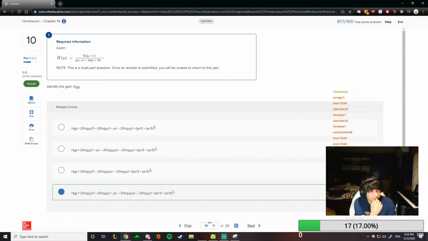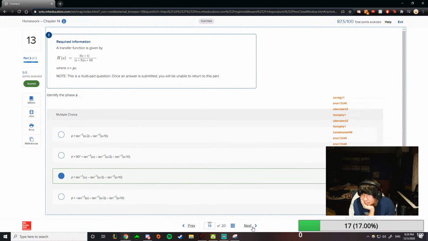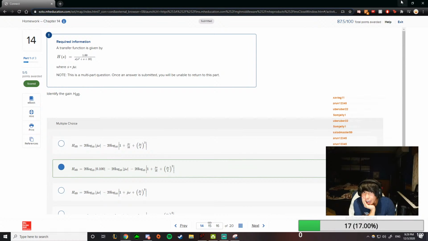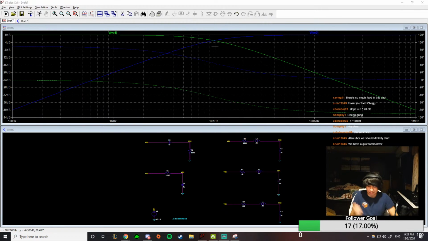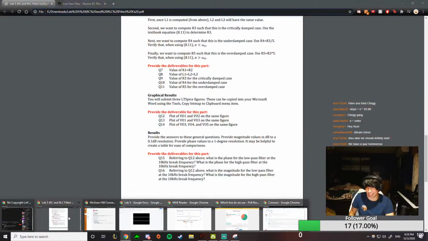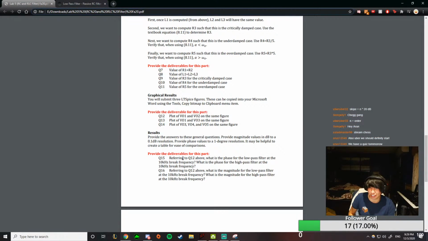Slope equals n times 20 dB. I think I'm overcomplicating things. I think the answer is 0.7. That's what I'm going for. And if it's not 0.7, well then just fuck this class, I guess. Oh, but this is for the phase. Okay, so I'm answering this. What's the magnitude?